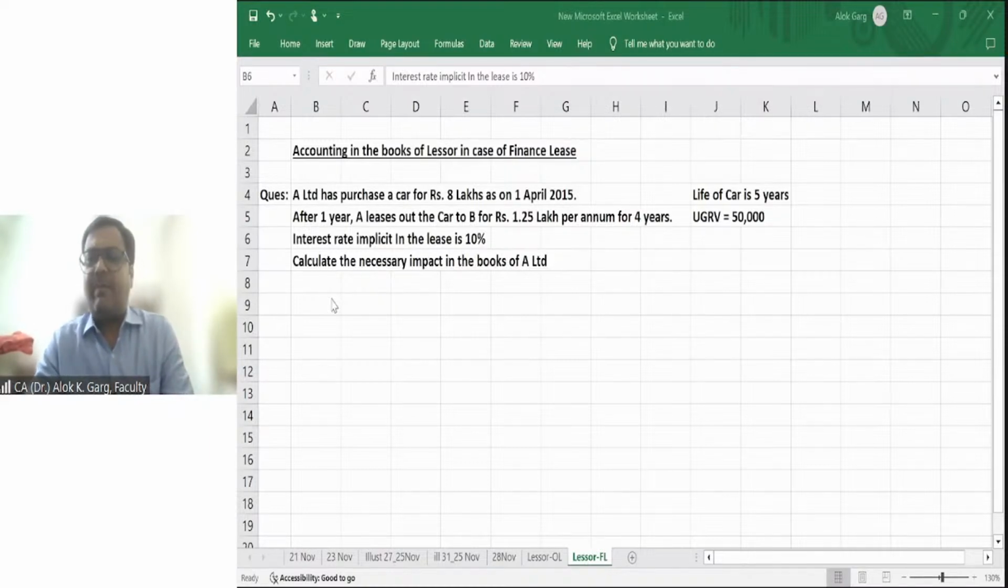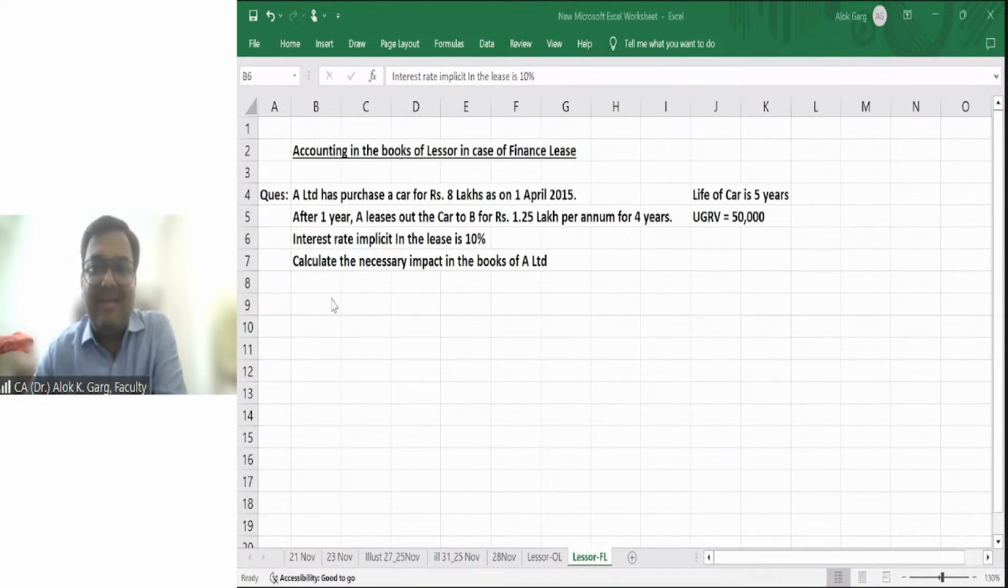So friends, if the asset is given on lease for the majority of its economic life, if the present value of the rentals equals the fair value, if a purchase option is given at an exercise price, or the ownership is getting transferred at the end of the lease term, don't you think this indicates the transfer of ownership?